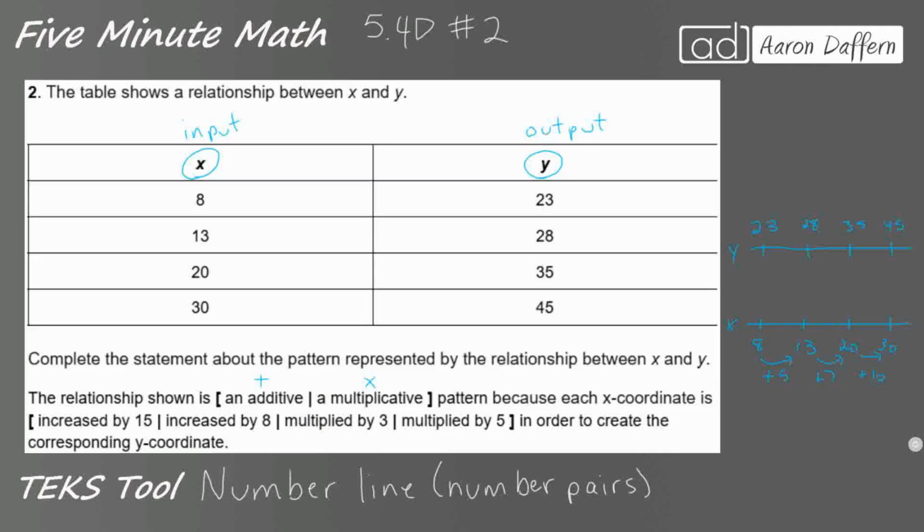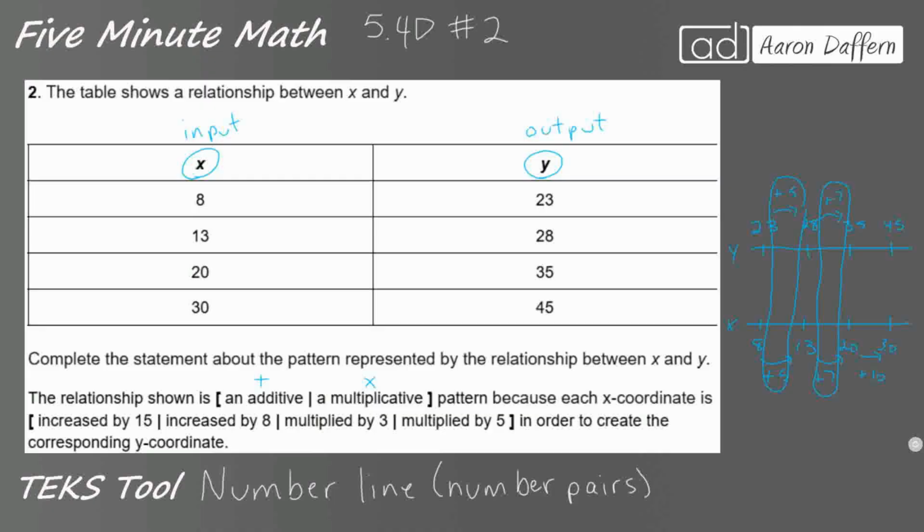Let's see what's happening on the y side. 23 to 28 gets us a plus 5. So take a look at this. When we are increasing 5 on the x, we are also increasing 5 on the y. To get from 28 to 35, it is a plus 7. So when we are increasing 7 on the x, we are increasing 7 on the y.